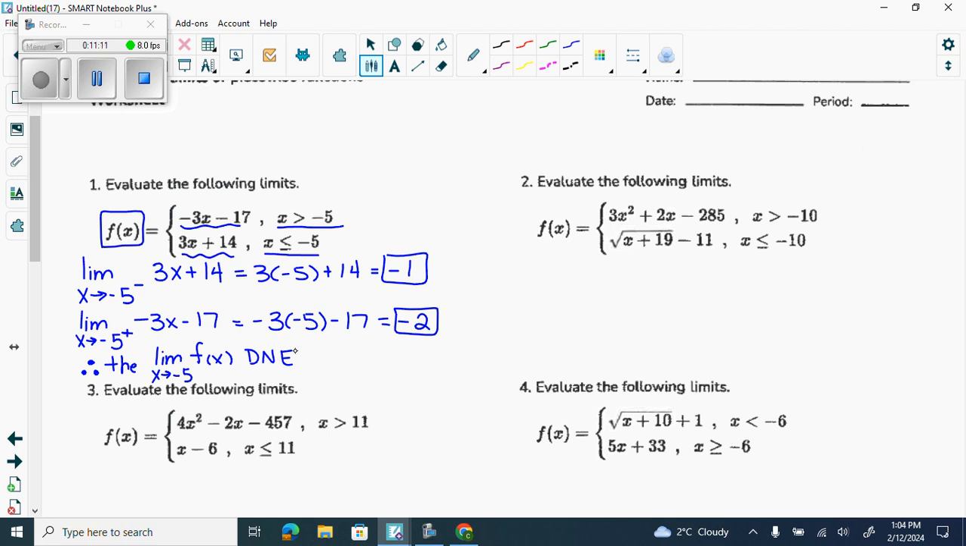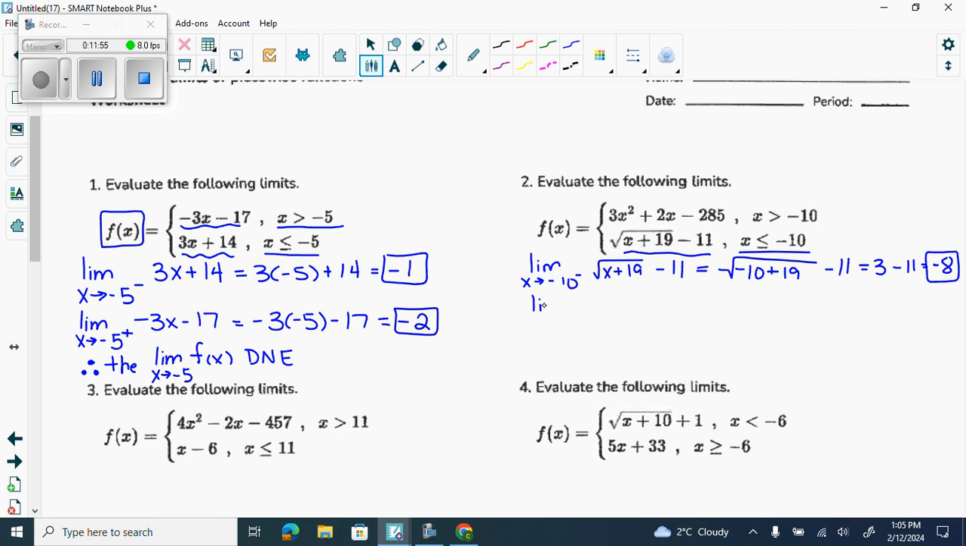All right. So for this one, we have the limit as x approaches -10 from the left. I need the less than equation, which is this one. So I get square root x plus 19 minus 11. Do you see how I did not fill that value in right now? I wrote the limit as it approaches -10 from the left, and then I write the actual equation, and my next step is to substitute in. When I substitute in, the limit goes away, so I get the square root of -10 plus 19 minus 11, which is the square root of 9, which is 3 minus 11, which is -8.